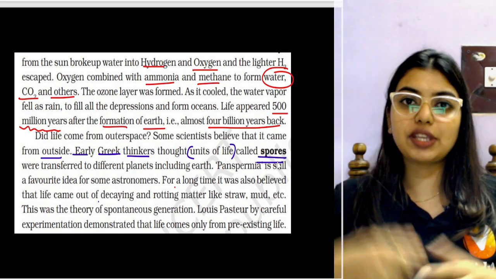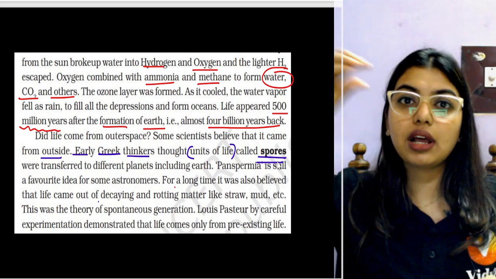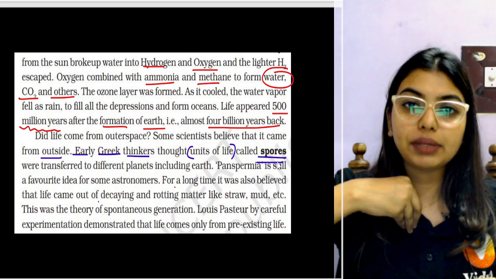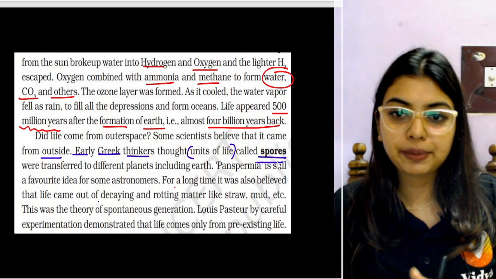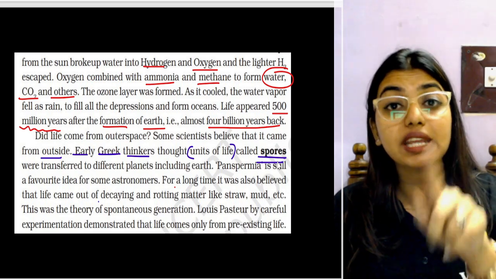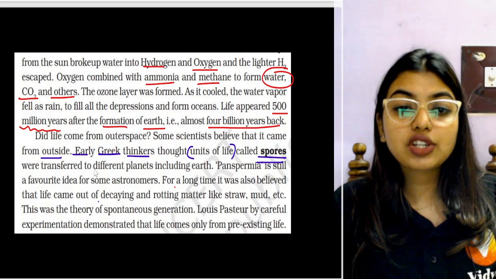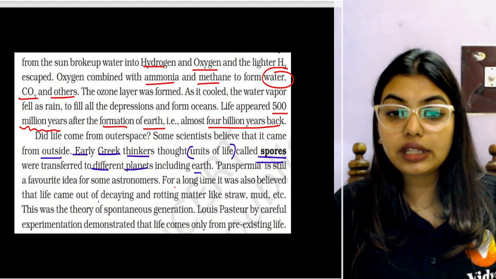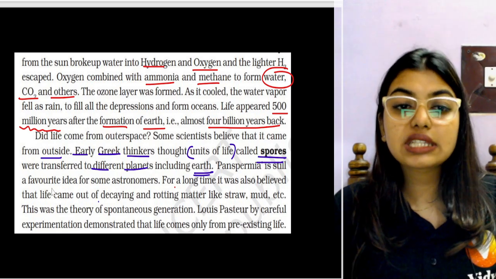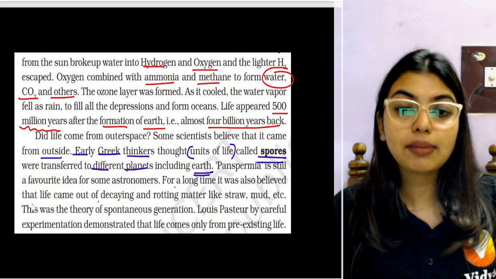This is the outer space. From there, a spore of life came and fell on Earth. That's when the first life happened. It was believed, and now also many astronomers believe it. Life was transferred to different planets, including the Earth. So panspermia is still a very favorite idea for some astronomers.